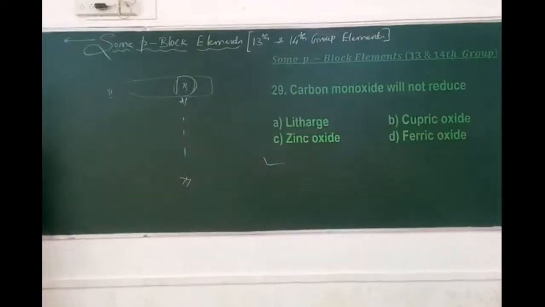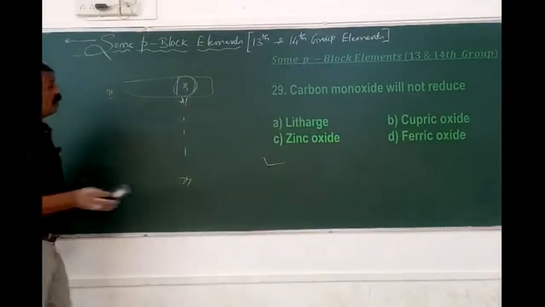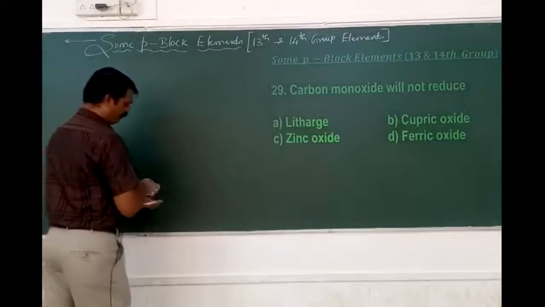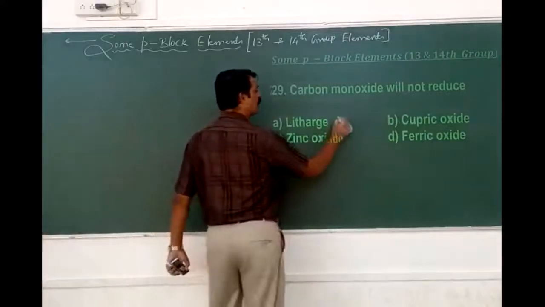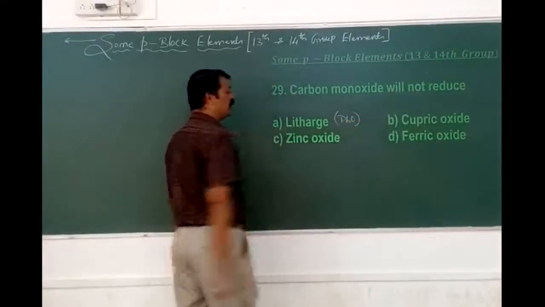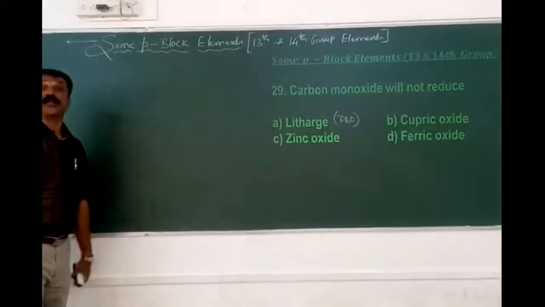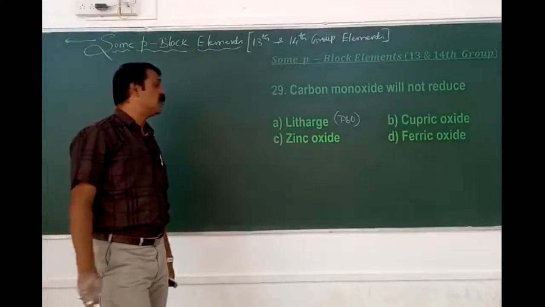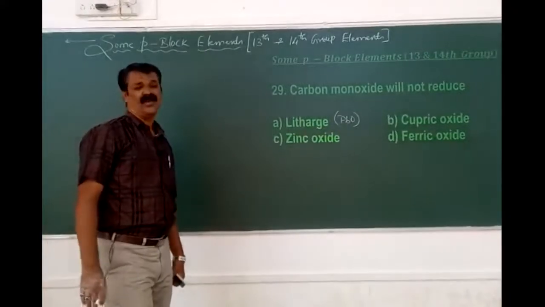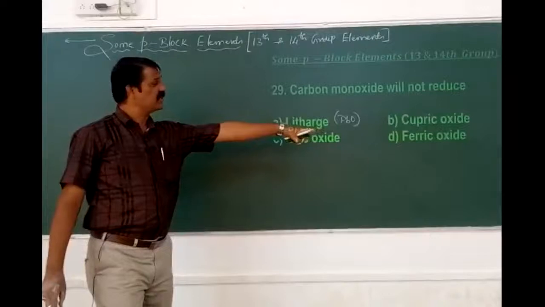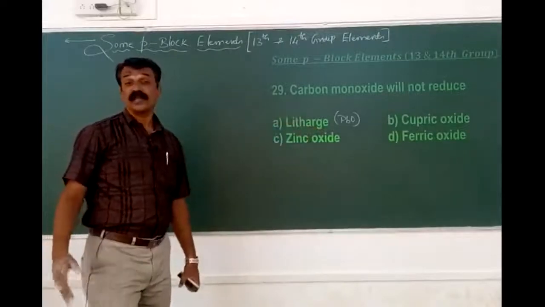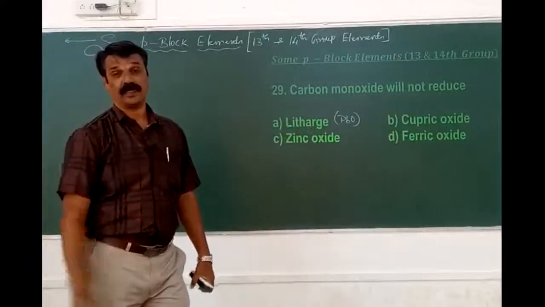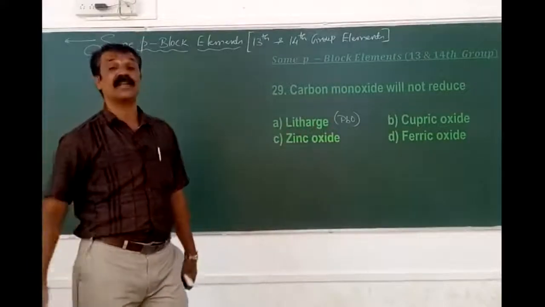Next. Carbon monoxide will not reduce... Litharge is actually PbO. Lead oxide is also called litharge. Carbon monoxide will not reduce litharge, cupric oxide, zinc oxide, and ferric oxide. We know that ferric oxide is readily reduced by carbon monoxide, as in extracting the metal iron, cast iron from hematite. Means carbon monoxide is a better reducing agent at what temperatures?